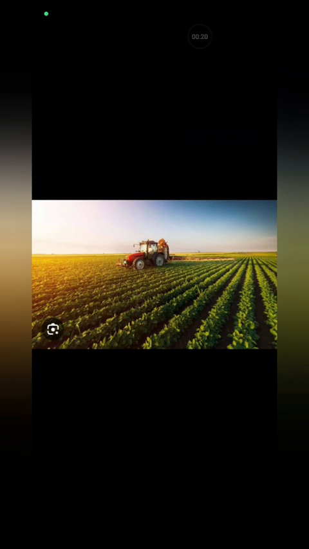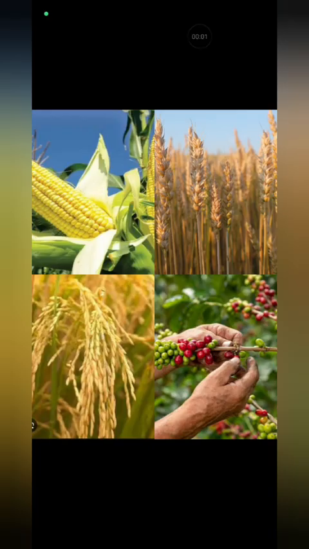Crops are classified based on their growing season and use. Based on season. Crops are grown in different seasons. Kharif crops are grown in the rainy season. Example: rice, maize, cotton. Rabi crops are grown in winter. Examples: wheat, mustard, peas. Zaid crops are grown between Rabi and Kharif. Examples: watermelon, cucumber.